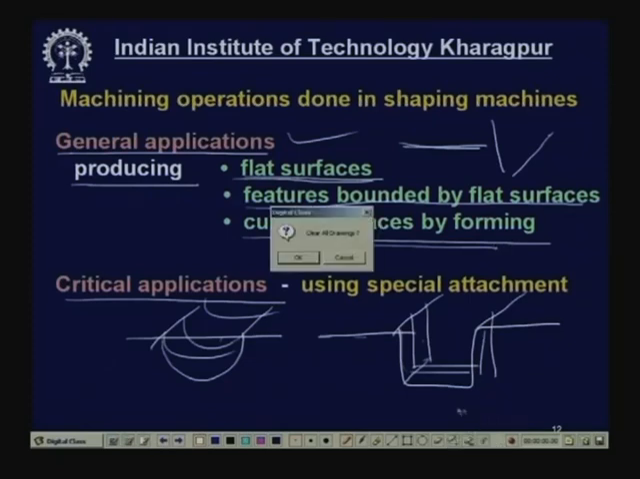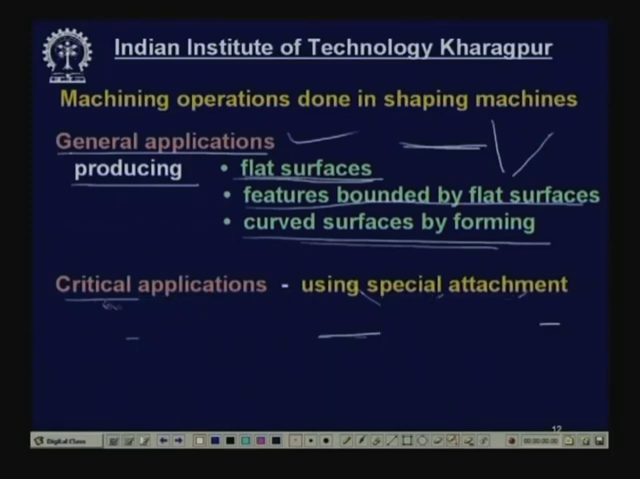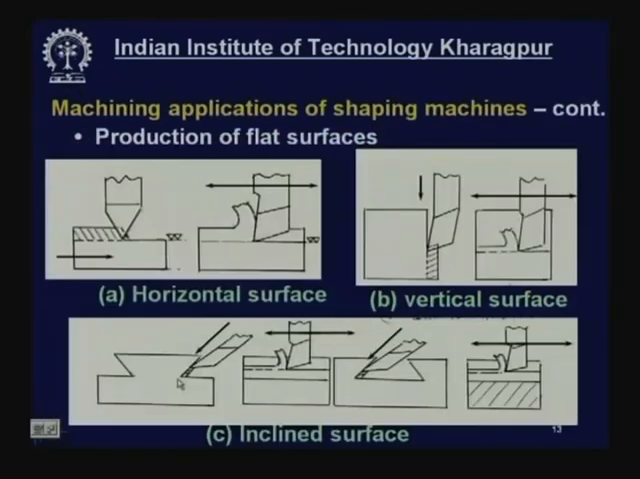Now, we shall discuss critical applications later on, using special attachments. As I told you, all these 3 machine tools are used for making basically flat surfaces, especially the shaping machine. Now, machining application of shaping machines, production of flat surfaces.